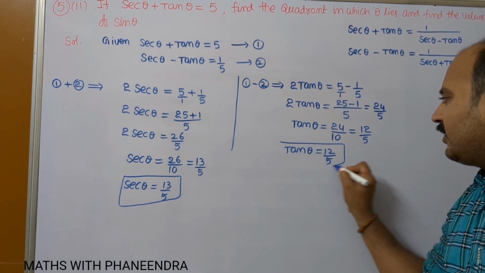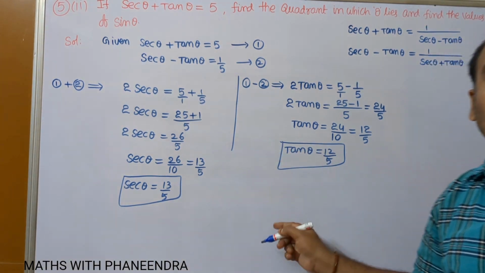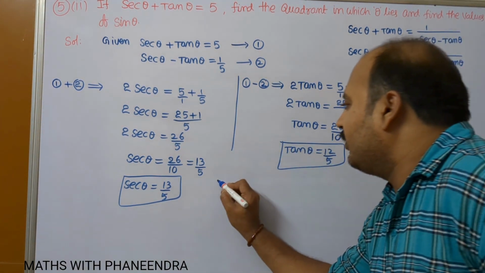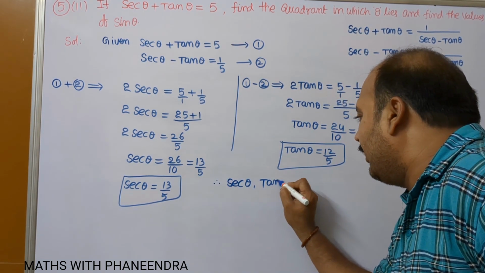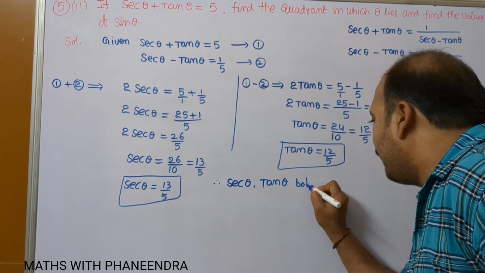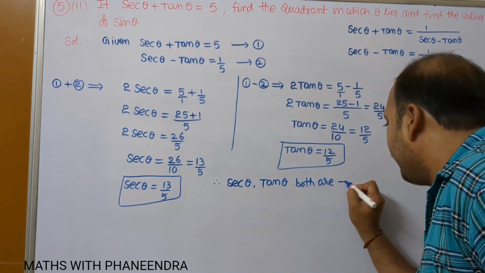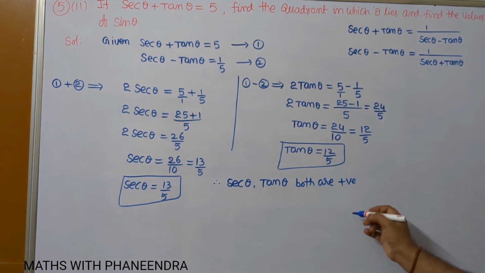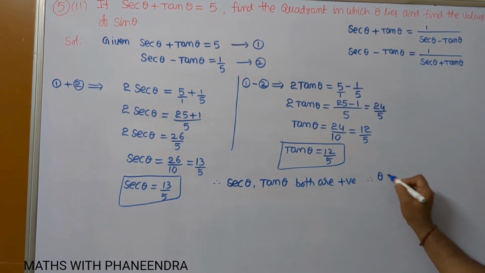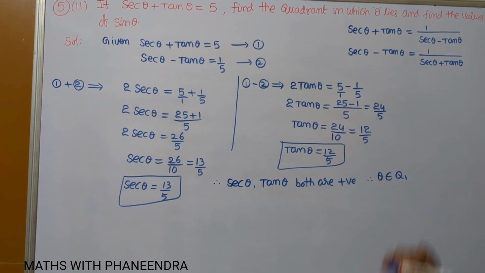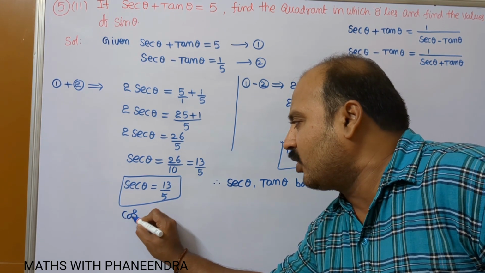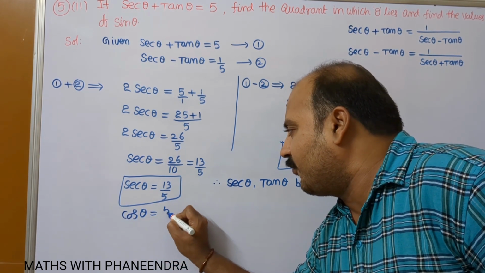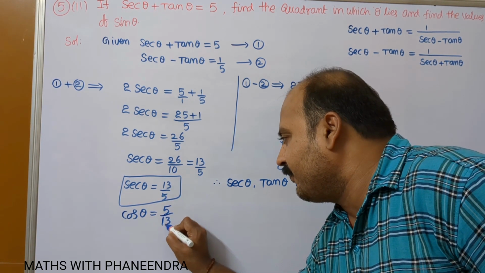By observing, tan theta and secant theta both are positive. Therefore, secant theta, comma, tan theta, both are positive. Whenever both are positive, theta belongs to Q1. We decided that it is in Q1. After that, secant theta is 13 by 5. Therefore, cos theta, the reciprocal of secant, comes as 5 by 13.